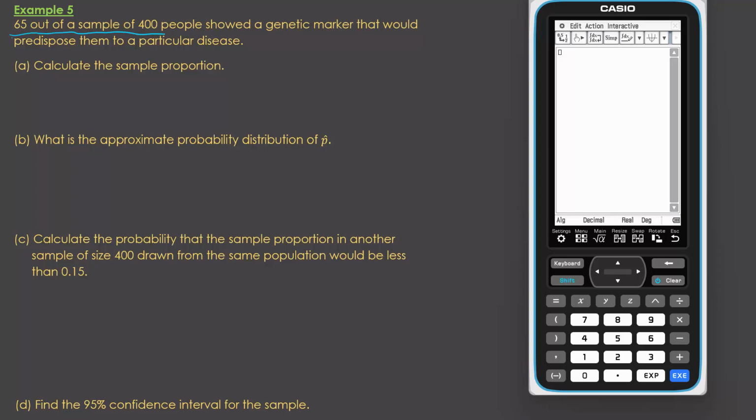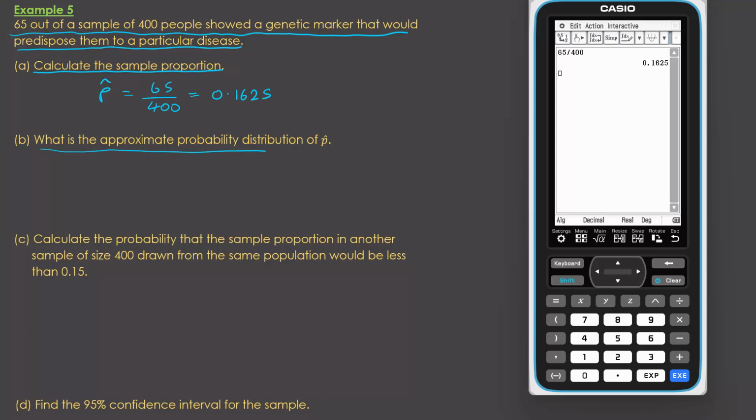65 out of a sample of 400 people showed a genetic marker that would predispose them to a particular disease. Calculate the sample proportion. Well, that's p hat, and it's just going to be 65 out of 400. So 65 divided by 400 is 0.1625.